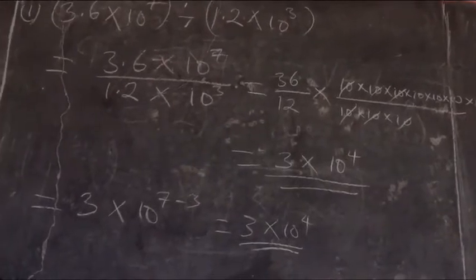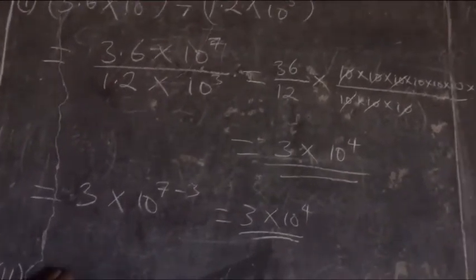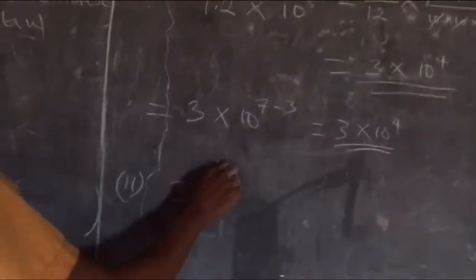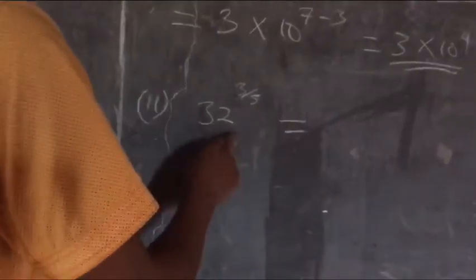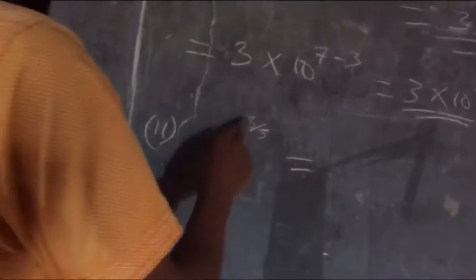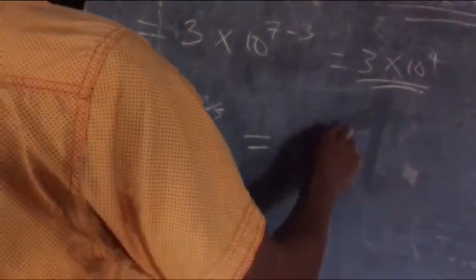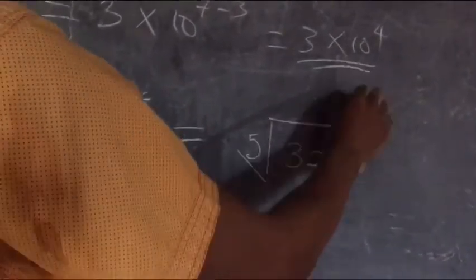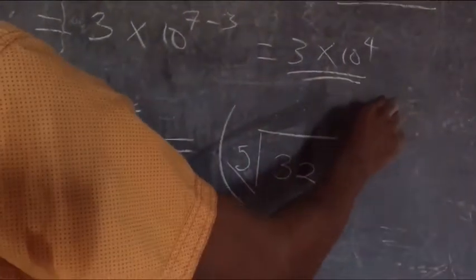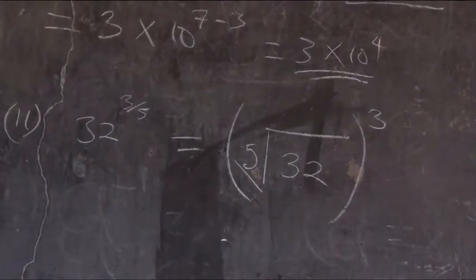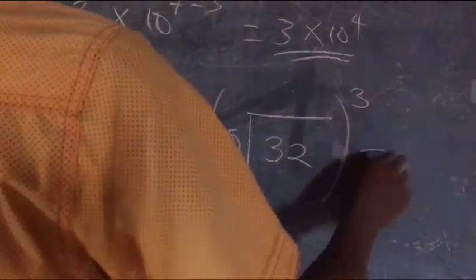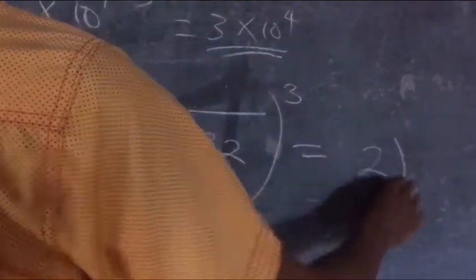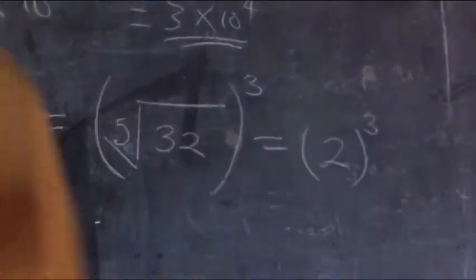This one, the number 2, so we can simplify 32 raised to power 3 over 5, like this. If I get 32 raised to power 3 over 5, it means I take the 5th root of 32, then raise everything to power 3. So the 5th root of 32 is 2, then 2 raised to power 3.